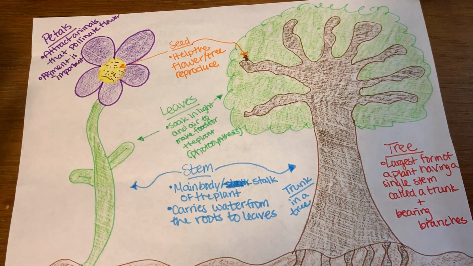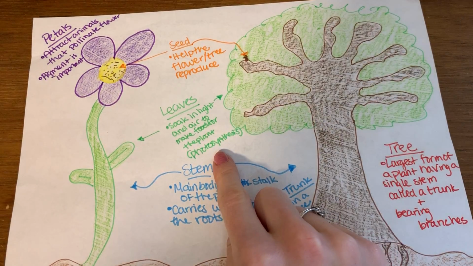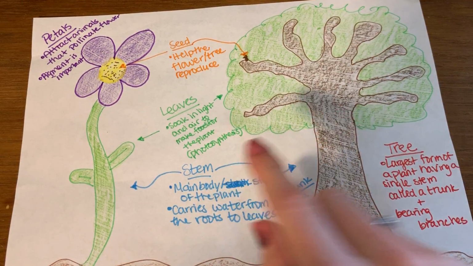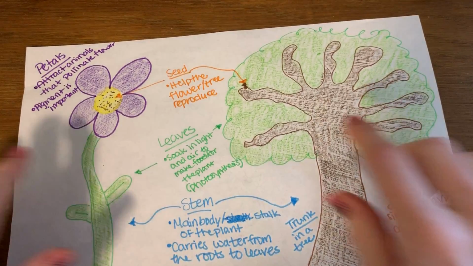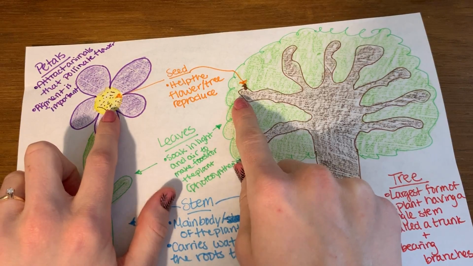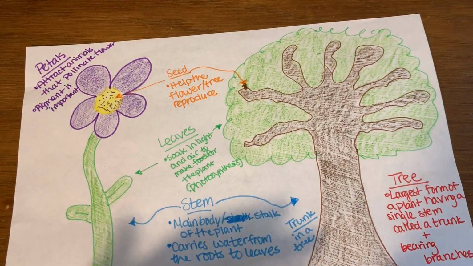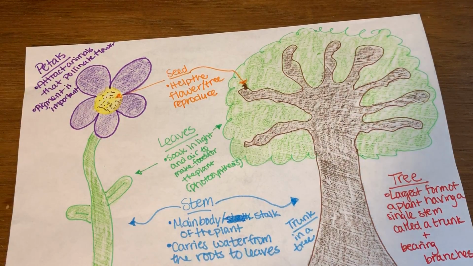So the leaves soak in light and air to make food for the plant. And that happens through a process called photosynthesis, which we'll talk about in a moment. So the leaves hold everything in, and then photosynthesis is going to happen. There are also seeds, which help the flower or the tree reproduce, making more flowers and trees.